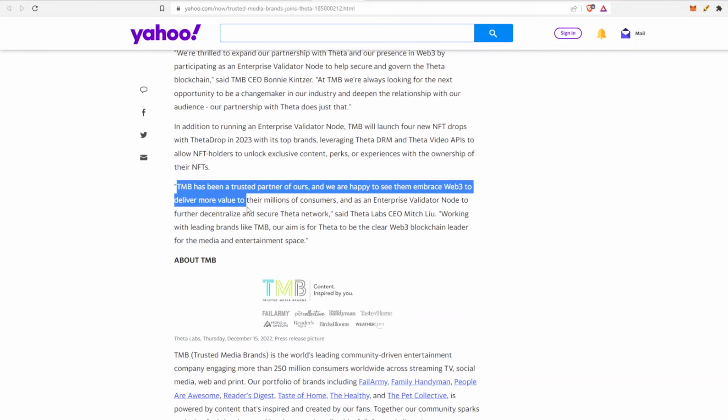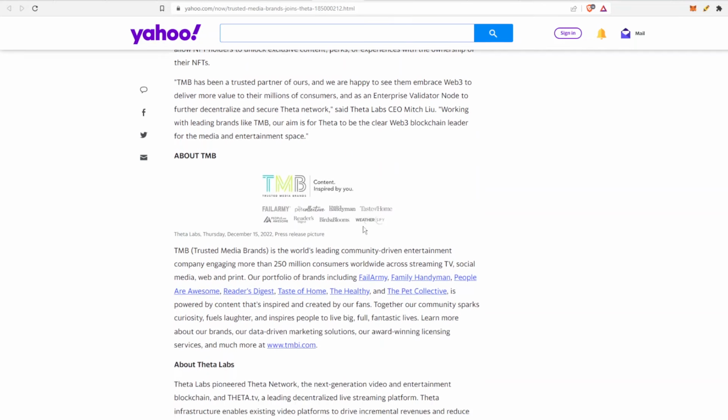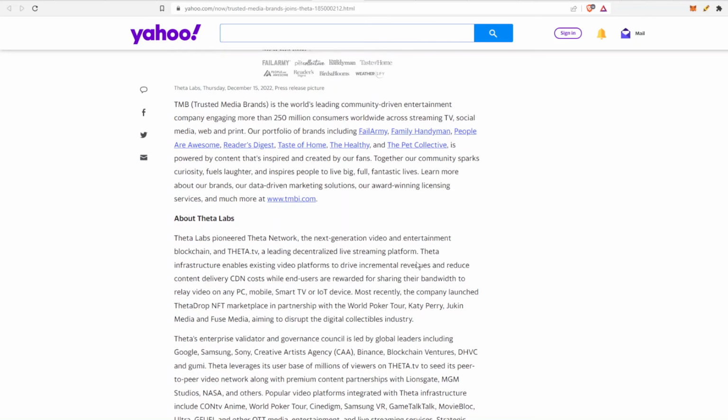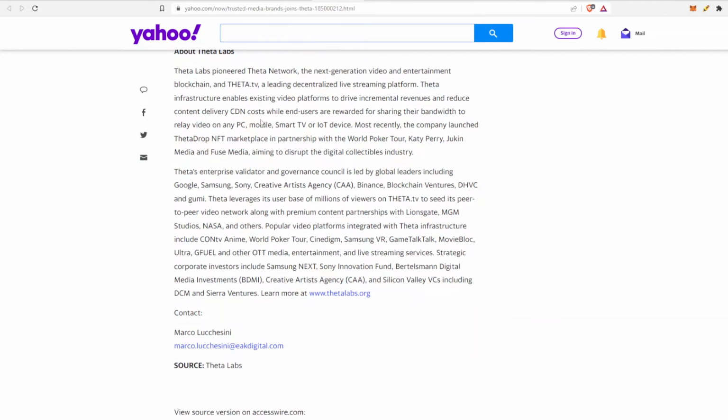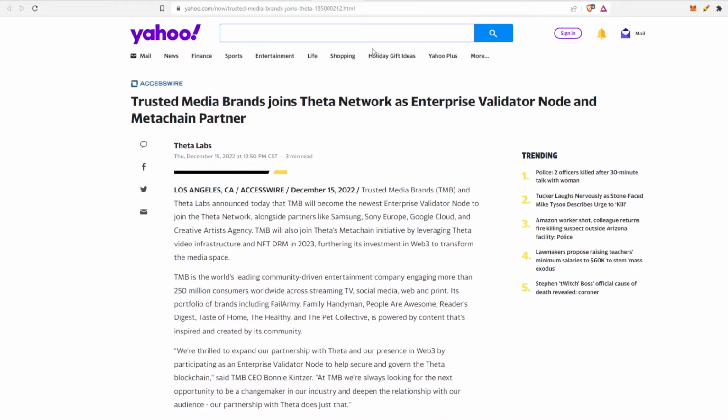There is another quote over here. I'll let you read it yourself. It's from Mitch Liu. And then just ending this over here, I don't want to read all of it, but like you see, Trusted Media Brands has a lot of different people, a lot of different sub companies. It brings a lot of community engagement, which is good, and that is exactly what the Theta ecosystem is going after. And if you're watching one of these videos, I trust that you know what Theta Labs is, so I'm not going to give an overview of that.